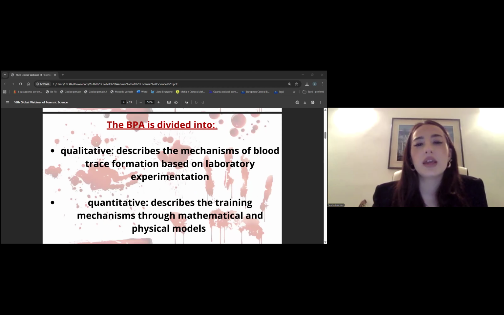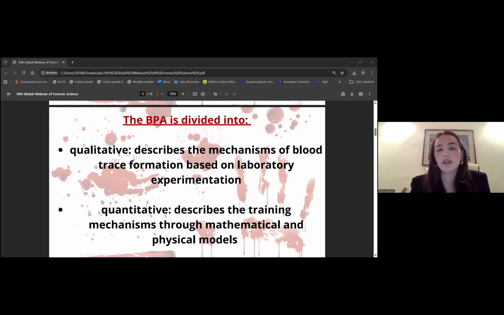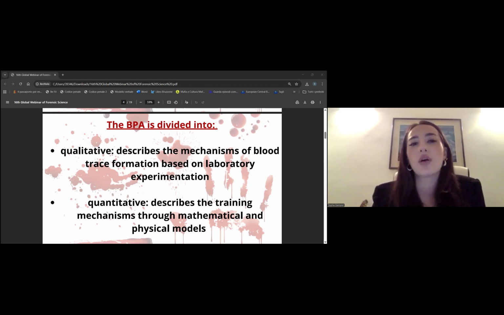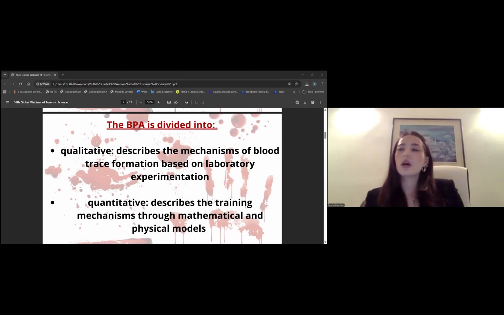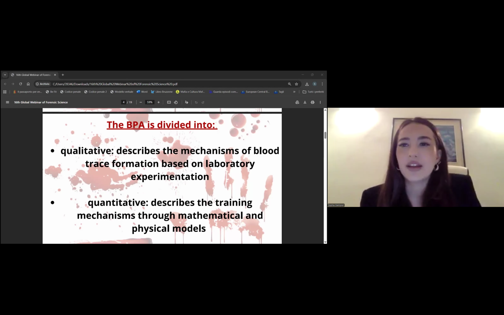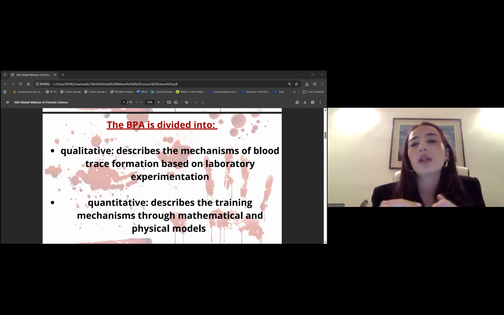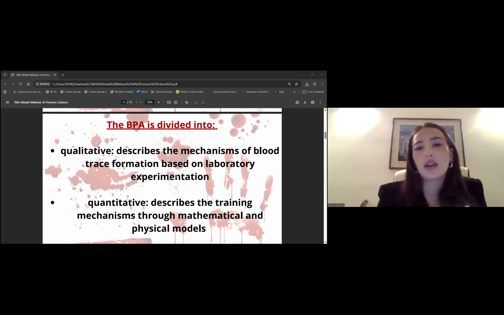The BPA is divided into qualitative and quantitative. BPA can be qualitative when it empirically describes the mechanism of blood trace formation based on case studies and laboratory experiments, while quantitative BPA is when it describes the mechanism of blood trace formation through mathematical and physical models to establish the area of origin.